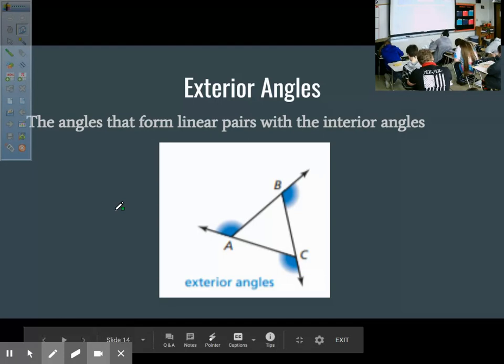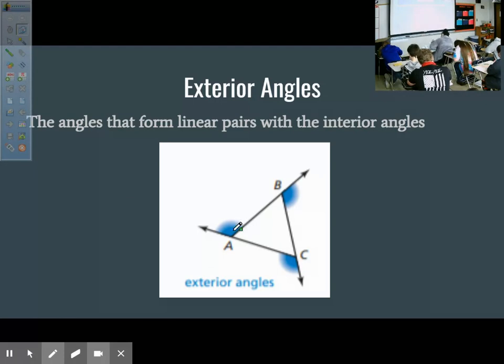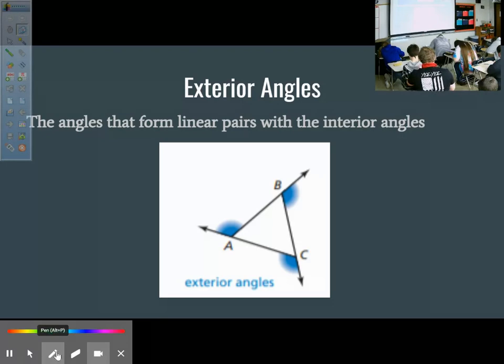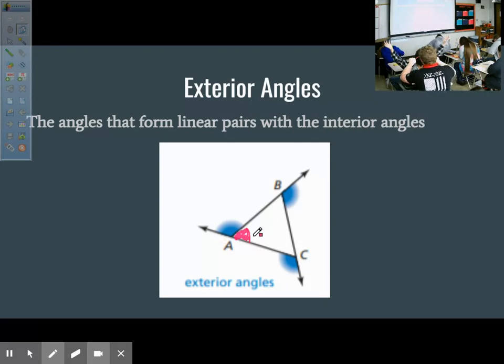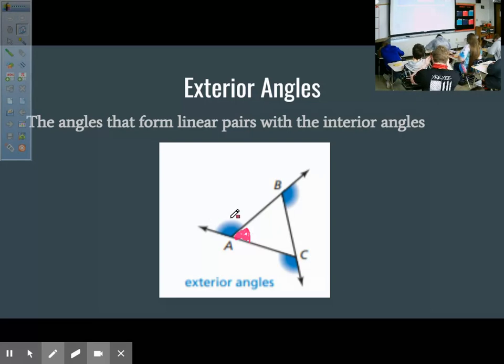Alright. Then I need you to color your exterior angles a different color. So notice, here's angle A. If you extend one of the sides, the exterior angle would be the angle that forms a linear pair. Now, all the way back from chapter 2 or 3, what exactly is a linear pair? They add up to 180 degrees. They're adjacent and they're supplementary. Okay, so if angle A was 50, Seth, what would be the measure of this exterior angle? 130, because they have to add up to 180.